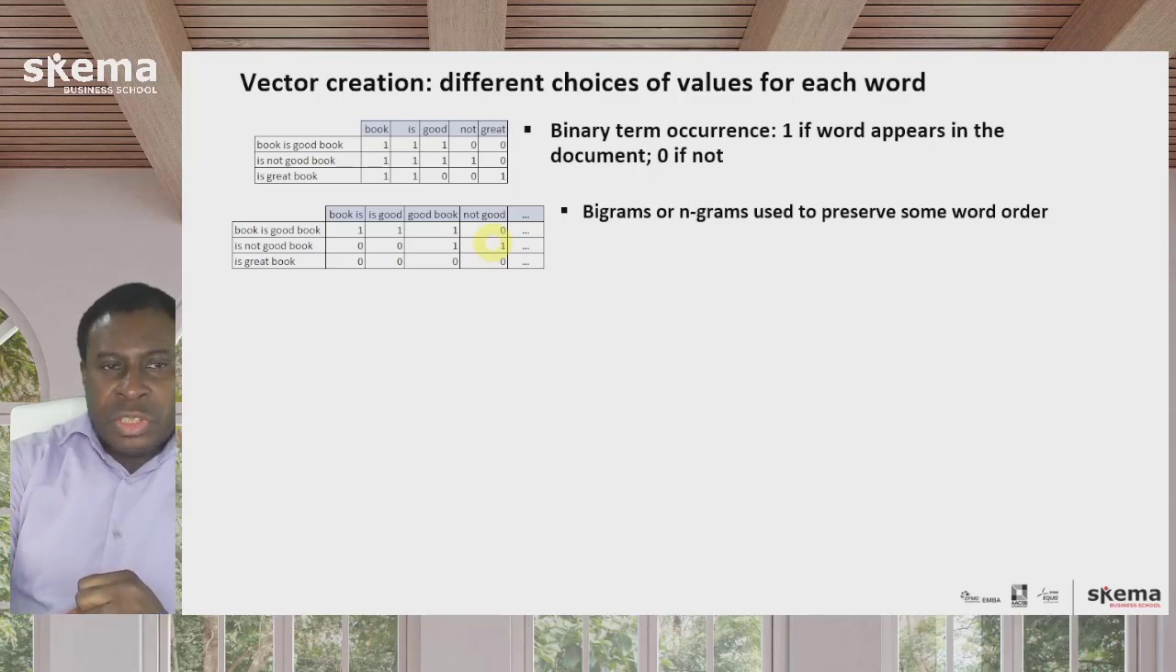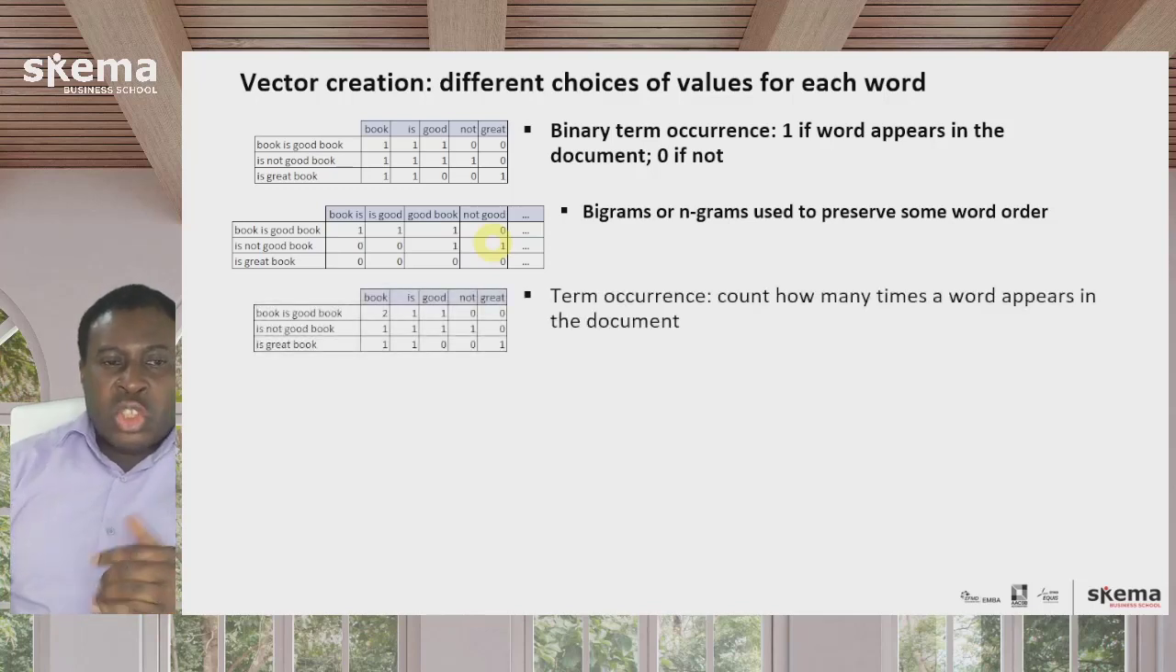Now, another approach to counting, giving word values is term occurrence. So it's not just 1, it occurred, 0, it did not, but counting how frequently a word occurred. So in the first line, "book is good book," the word book occurred twice, and so it's recorded that it occurs twice. It's not just one that it occurred at all. And all the other words that occurred once are recorded just once. So this is called term occurrence, as opposed to binary term occurrence.